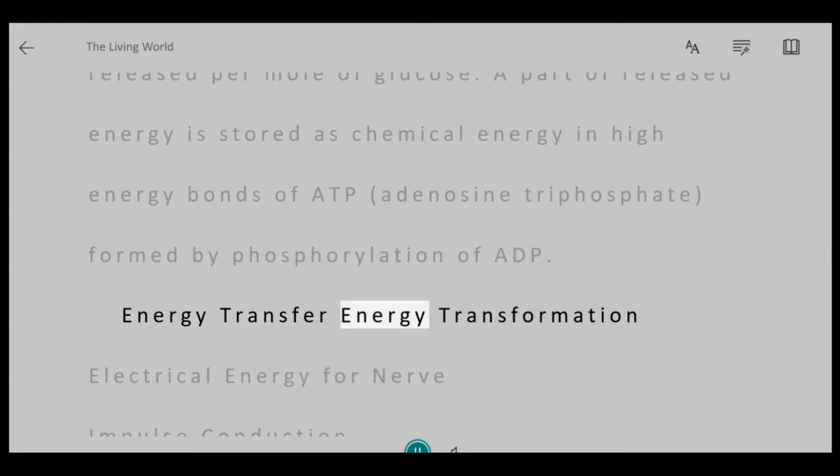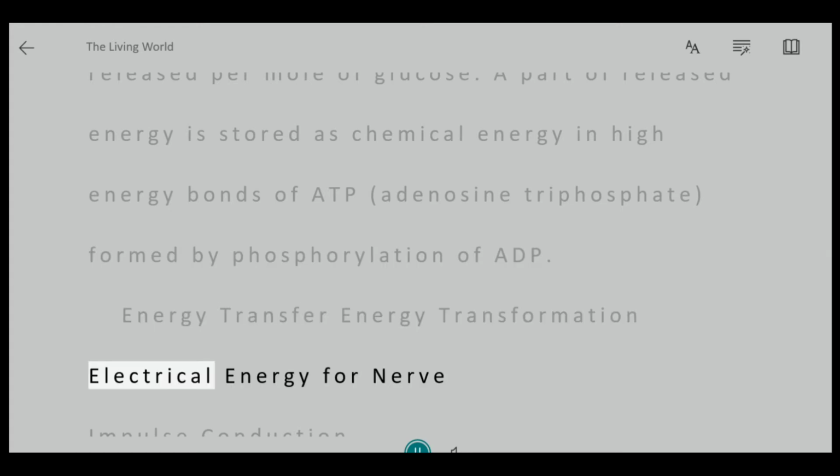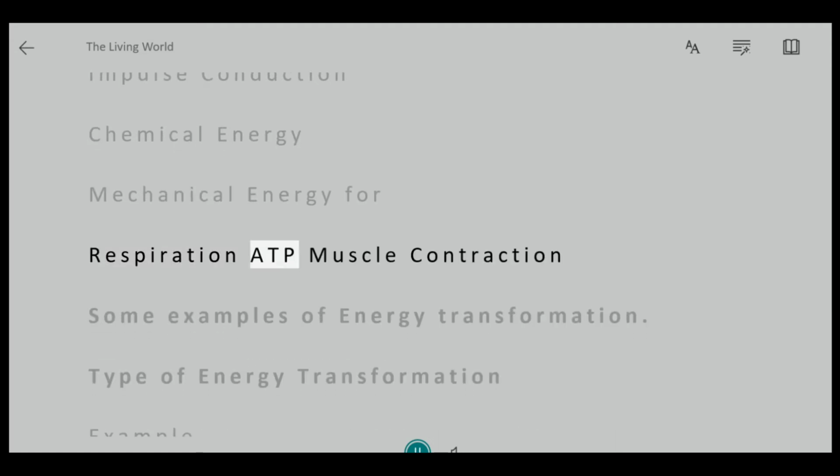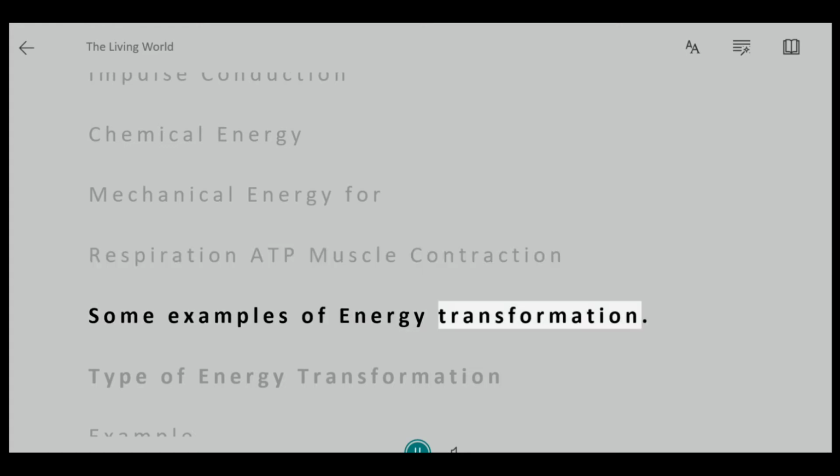Energy transfer. Energy transformation. Electrical energy for nerve impulse conduction. Chemical energy. Mechanical energy for respiration. ATP, muscle contraction. Some examples of energy transformation.